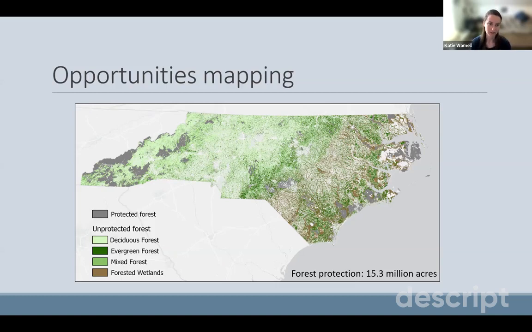And then the opportunity for forest protection, if you were to protect all of the unprotected forests, is just over 15 million acres. So this is probably our largest opportunity for action just in terms of the total geographic scope. Obviously, there's a lot of discussion about what is realistic. We're certainly not going to protect all of the forests in North Carolina, but this is a starting point for discussion, and then later for focusing on specific areas where we want to actually implement some of these recommendations.